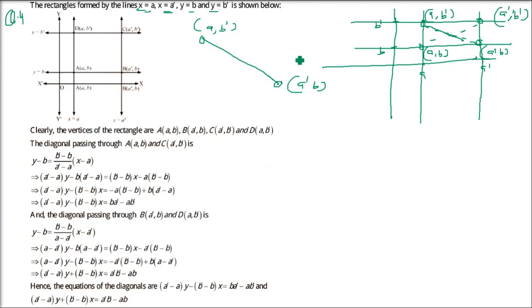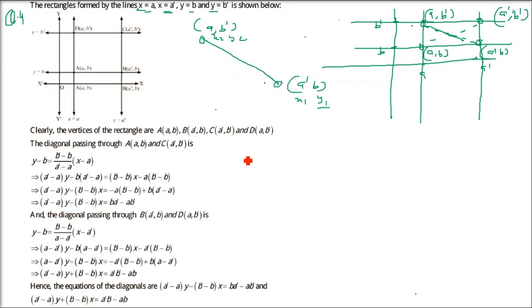Now we know how to do this. y minus y1 equals (y2 minus y1) by (x2 minus x1) into (x minus x1). This is what we are going to do. You can take this as x1 y1 and this as x2 y2, or you can change it. You can take x1 y1 as AB' and x2 y2 as A'B. It doesn't matter. The line will be the same.